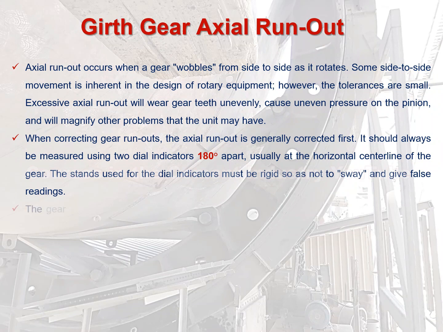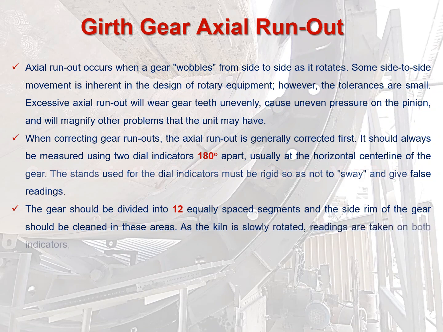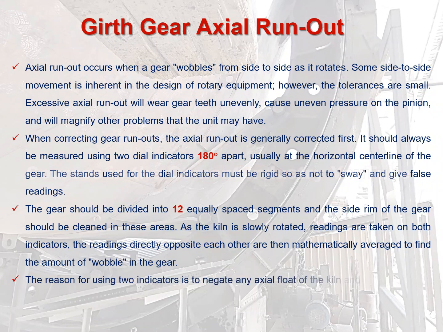3. The gear should be divided into 12 equally spaced segments, and the side rim of the gear should be cleaned in these areas. As the rotary kiln is slowly rotated, readings are taken on both indicators. The readings directly opposite each other are then mathematically averaged to find the amount of wobble in the gear. 4. The reason for using two indicators is to negate any axial float of the rotary kiln and any wobble of the thrust rollers.